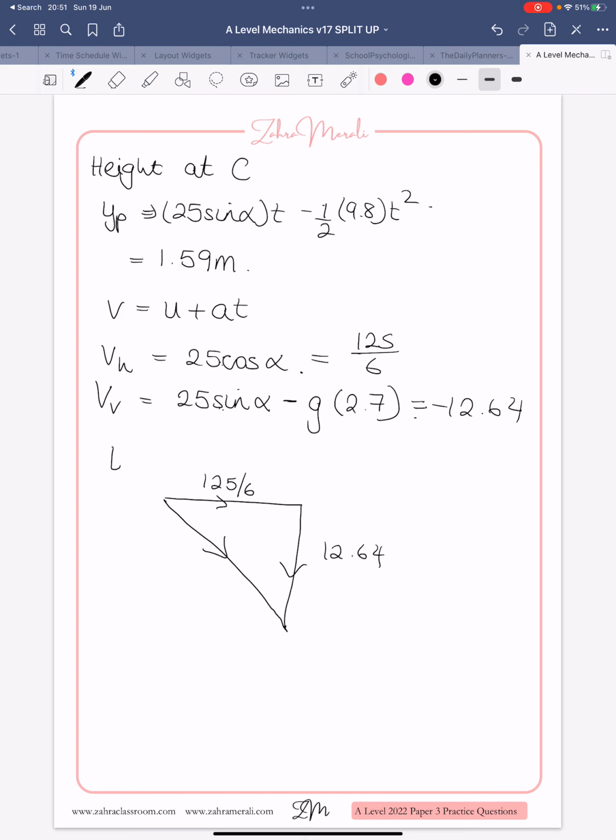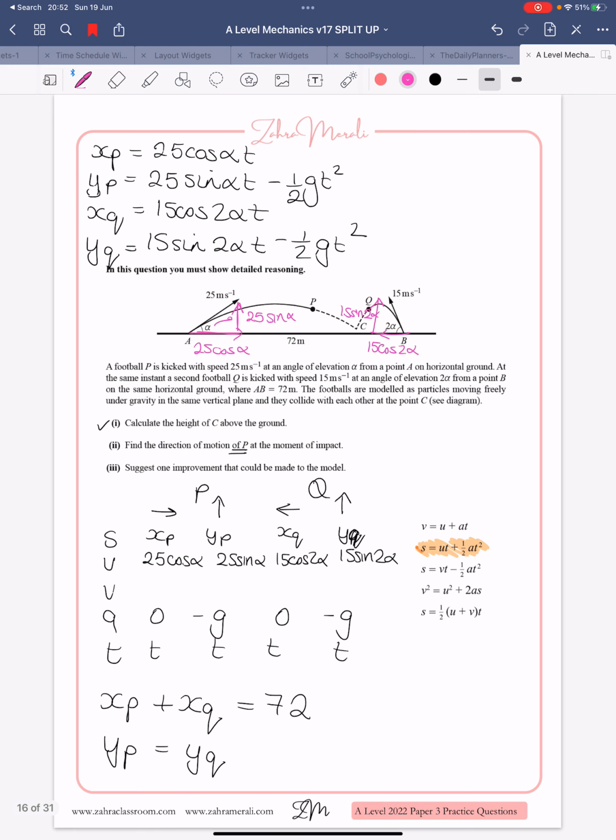So the angle I'm looking for is this angle here. So I want my direction of motion. I could have looked for another one and then I have to compare it to the vertical. So I've got my opposite and I've got my adjacent. So tan, let's call that theta, is going to be 12.64 over 125 over 6. So that tells me that theta equals shift tan of 12.64 over 125 over 6, which gives me 31.2. So when I'm writing my answer, I'm describing that as below the horizontal. So the direction of motion is going to be 31.2 degrees below the horizontal.